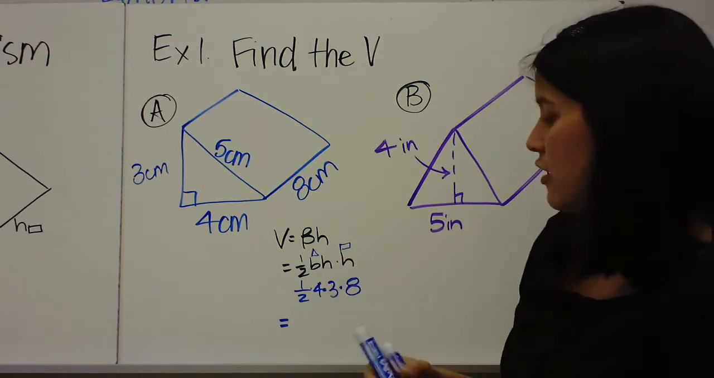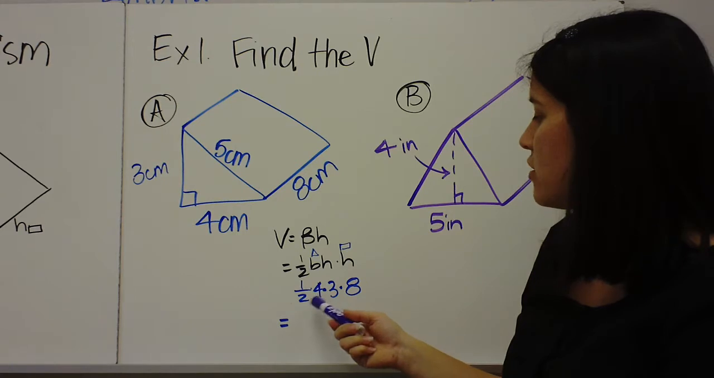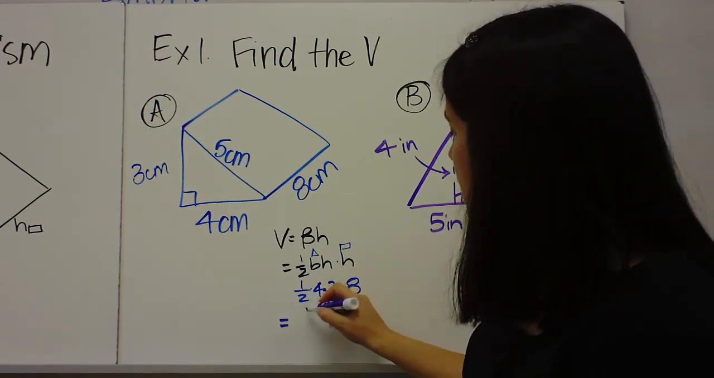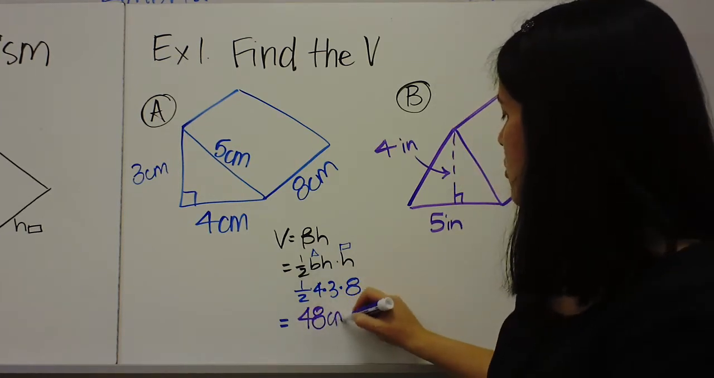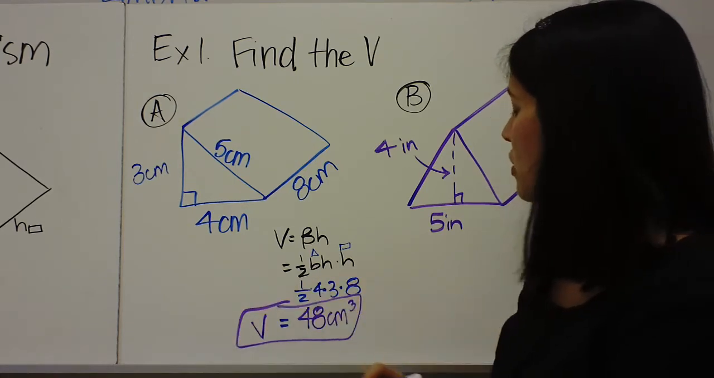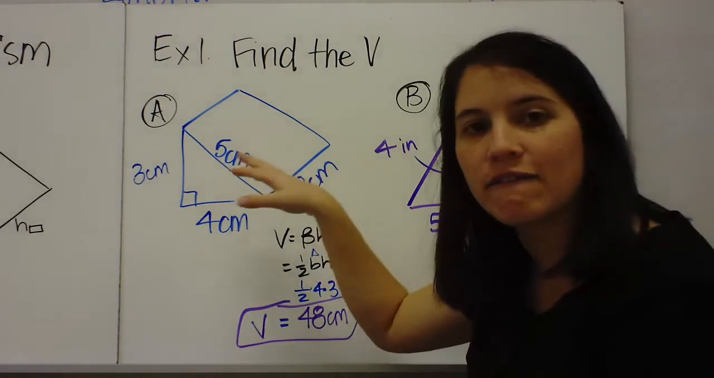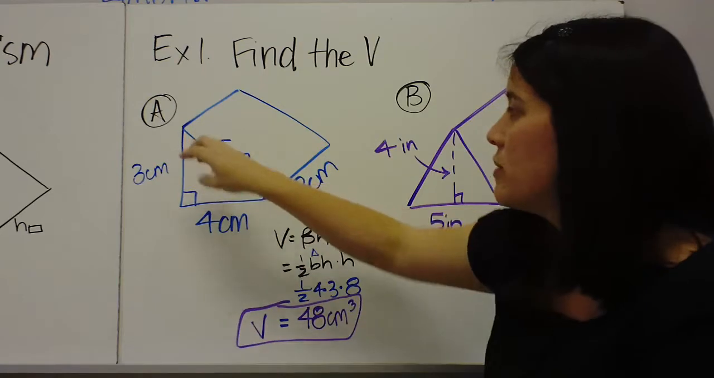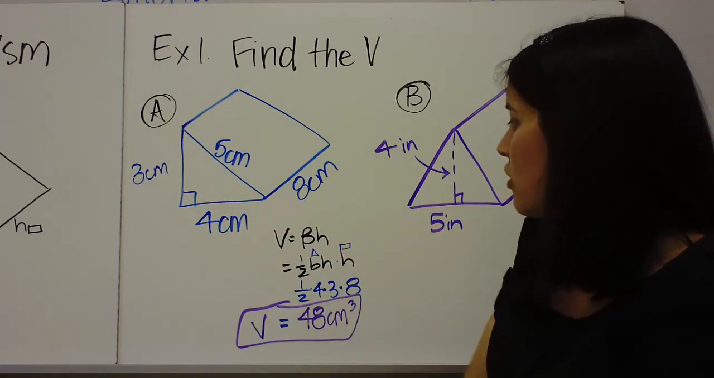And then you can type that in your calculator. 1/2 times 4 times 3 times 8. So let's see, 1/2 of 4 is 2, 2 times 3 is 6. So this should be 48 centimeters cubed. And that is the volume of this triangular prism. That's how much space can fit inside. That's how many centimeter cubes. If we have tiny little centimeter cubes and we could put them inside, we could fit 48 centimeter cubes into this triangular prism.